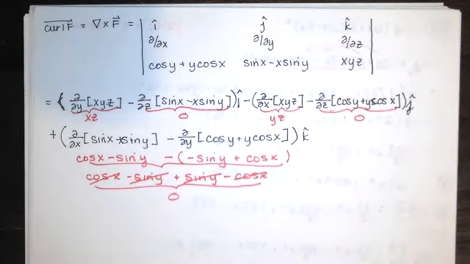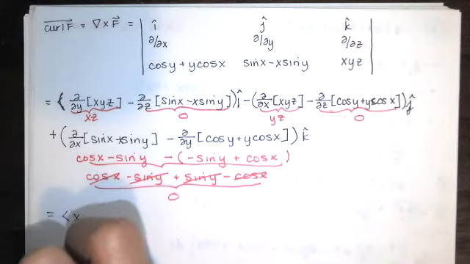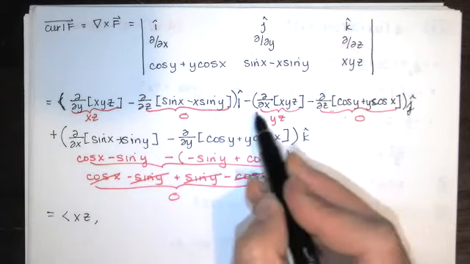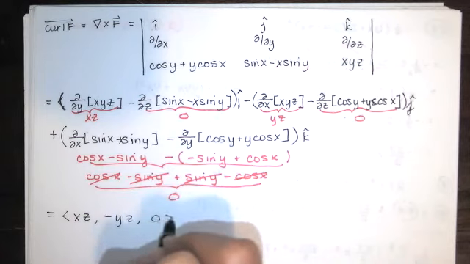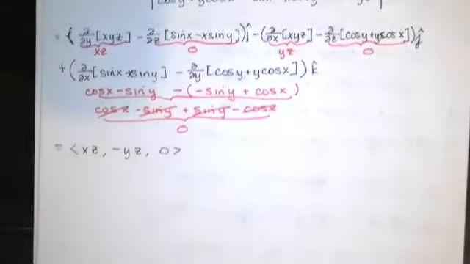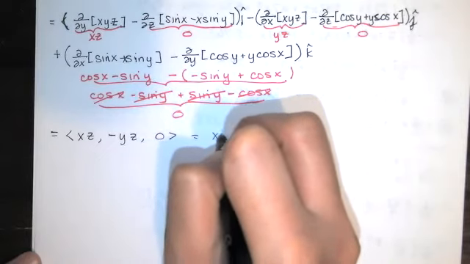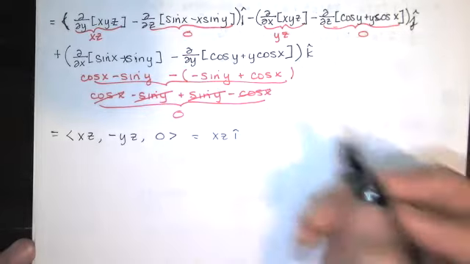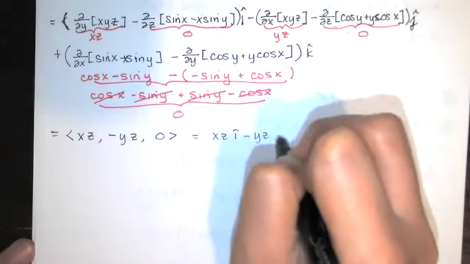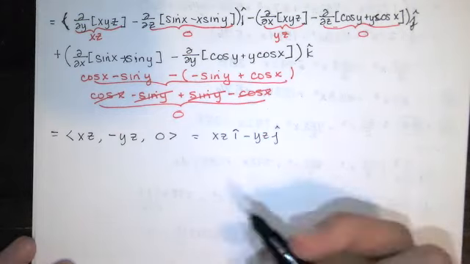Okay, so our x component is xz. Our y component is a negative yz. And our z component is 0. So this is what the curl looks like in component form. And in terms of our standard unit vectors, i hat, j hat, and k hat, we'd have xz times i hat minus yz times j hat. And there's no need to add 0 times k hat.